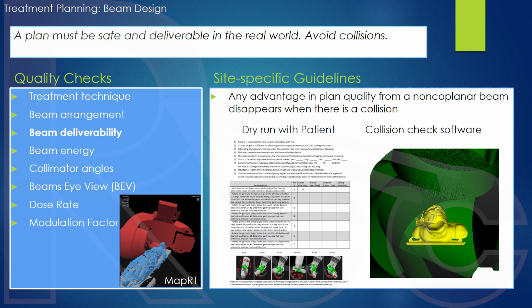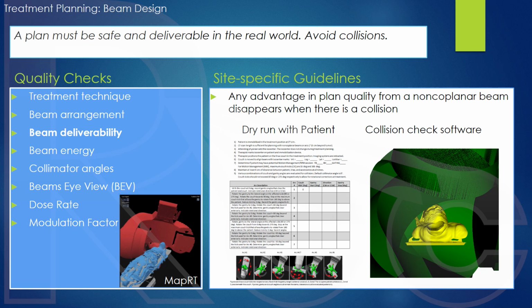I strongly support non-coplanar beam arrangements for SRS and SBRT, but it has to be safe, it has to be deliverable, and you must avoid collisions. So any advantage in plan quality from a non-coplanar beam just simply disappears the moment the gantry touches the patient, touches the couch, or gets really close, right? And so there are strategies in place now to minimize the risk of a collision.